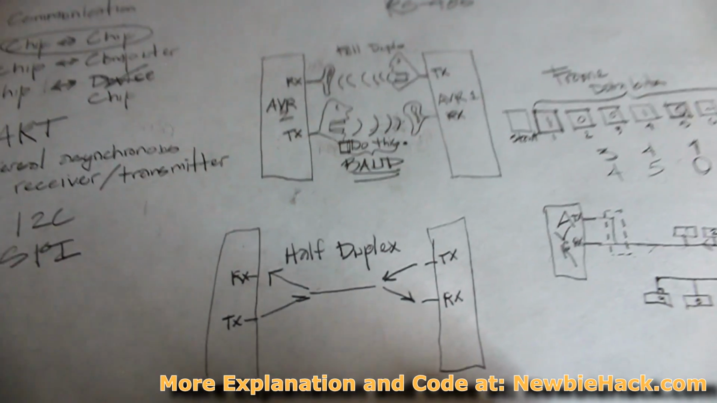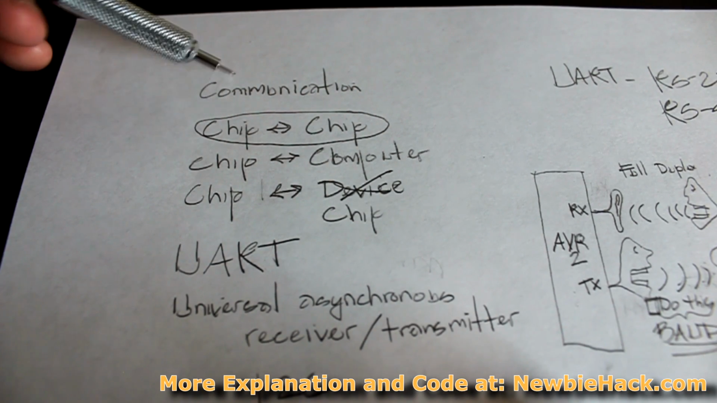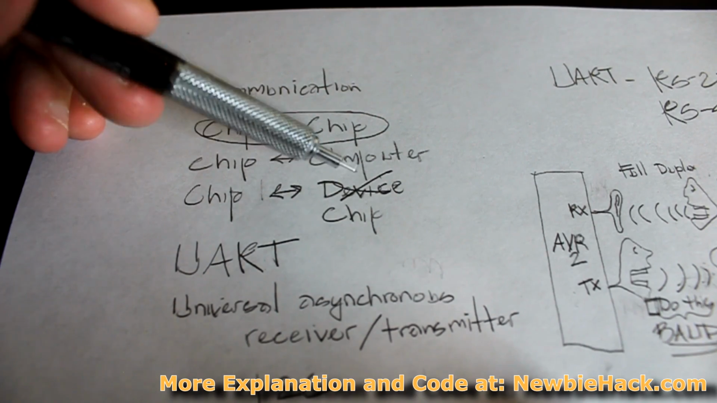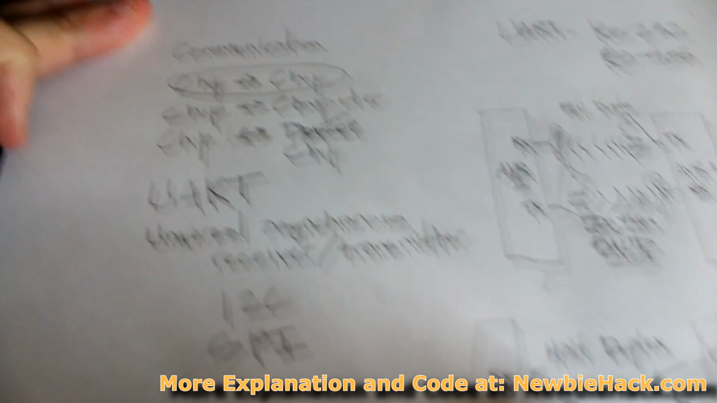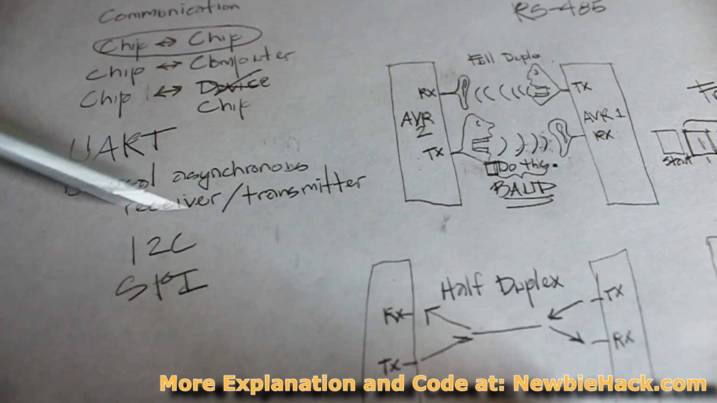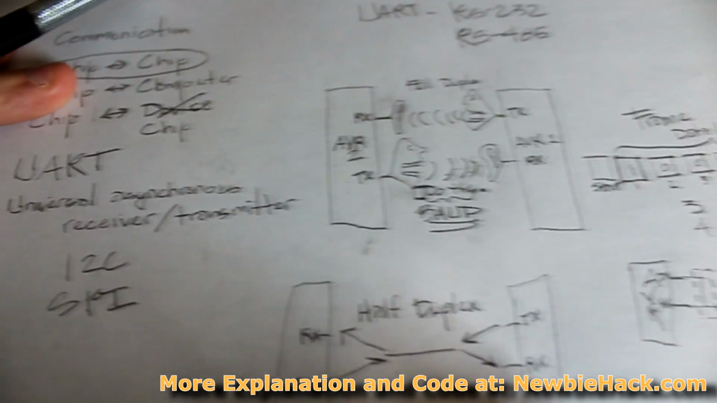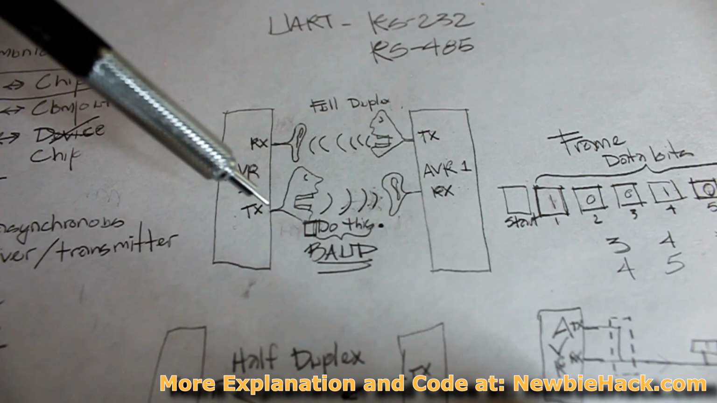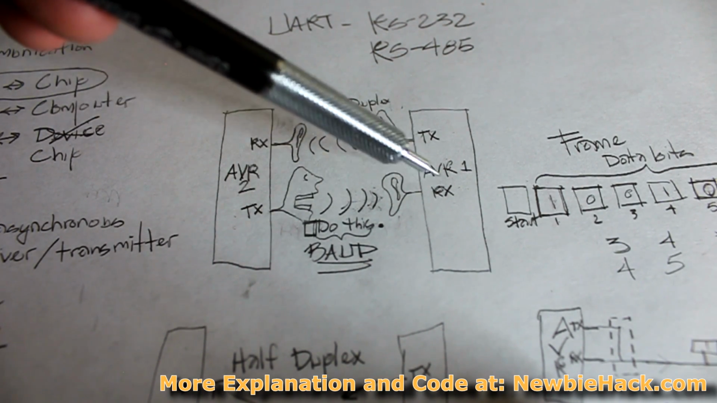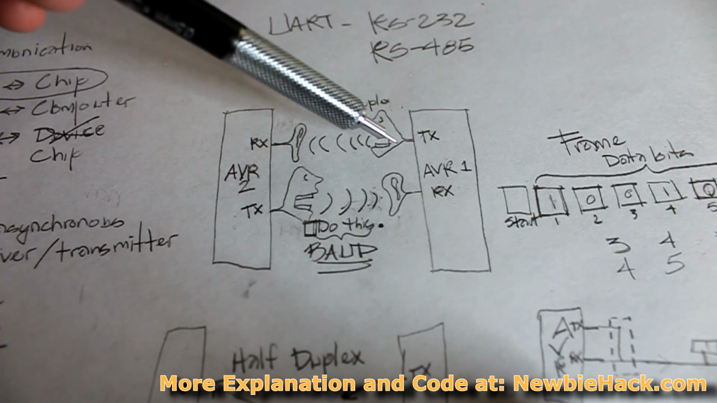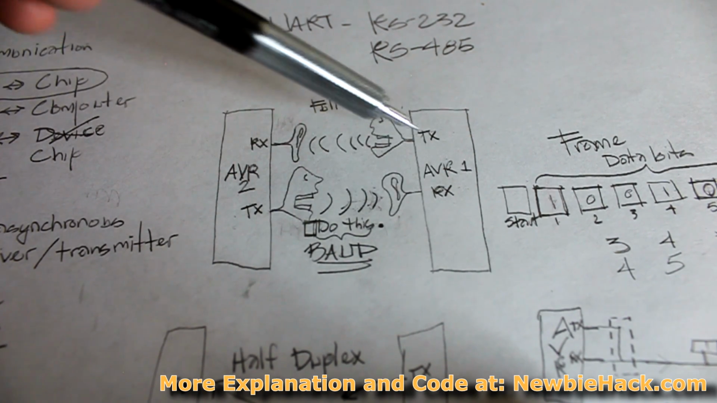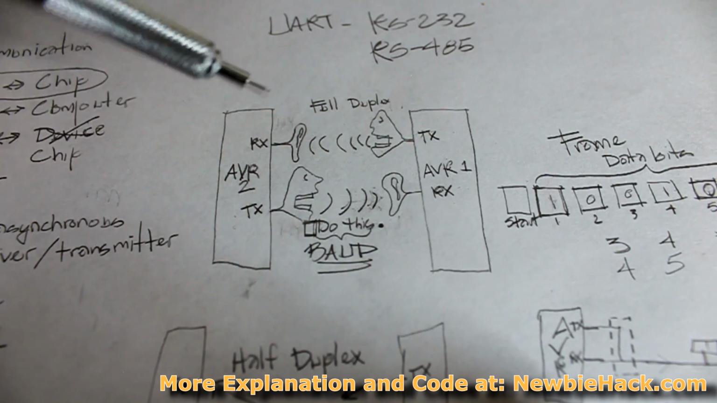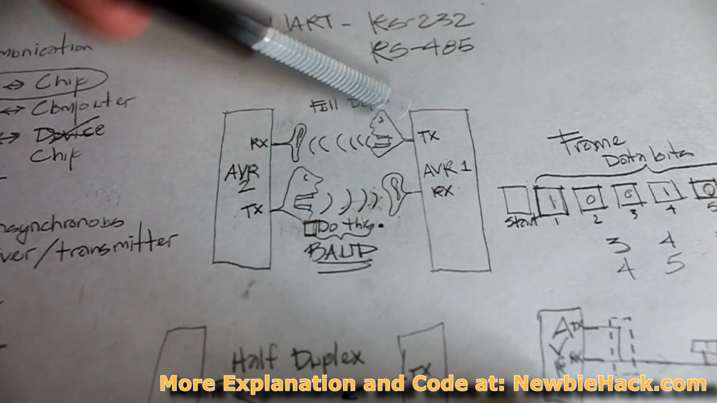So in review, we've looked at the understanding of there are 3 different types of communication. There's chip to chip, chip to computer, and then chip to device, which is really just chip to chip. We understand the UART idea and how it is used between the 2 chips. We have a chip talking to another chip that's listening, and we have another chip that's talking, or the same chip that's talking back to the source chip, which is listening. And we understand that that is full duplex communication.